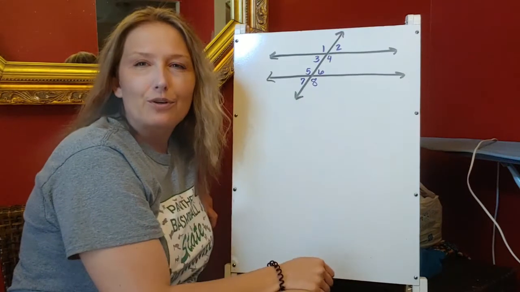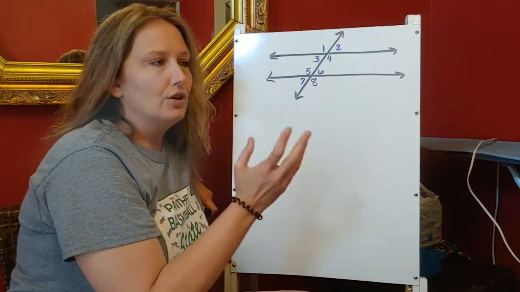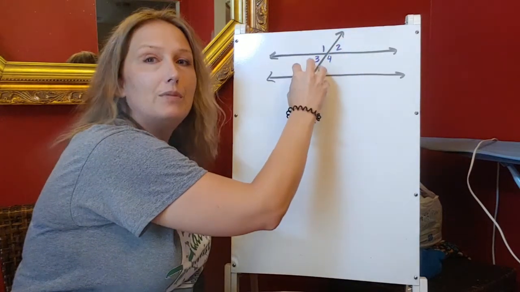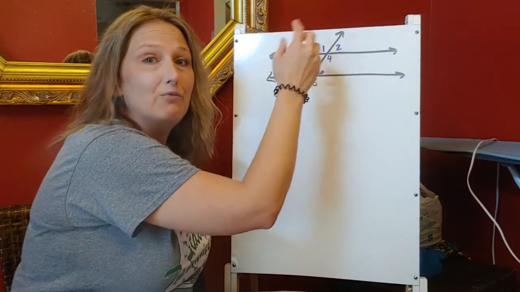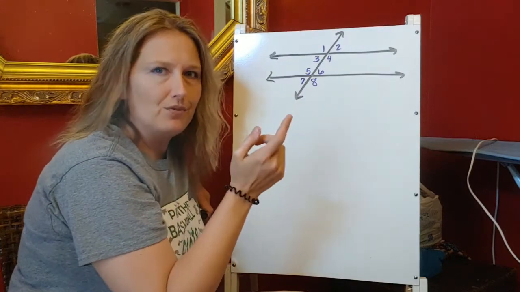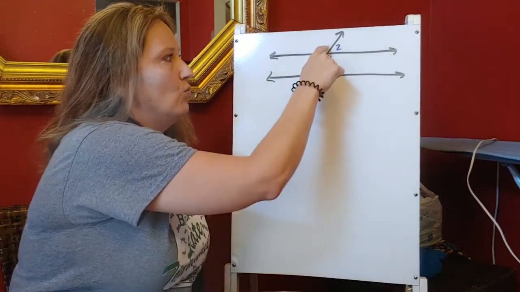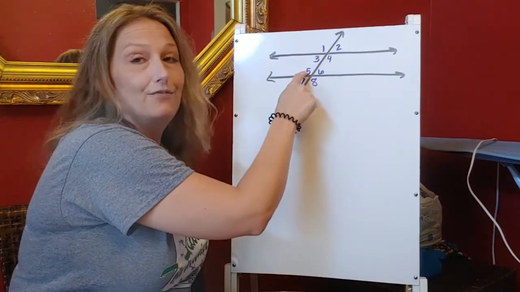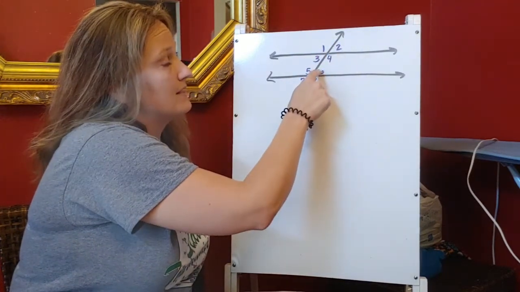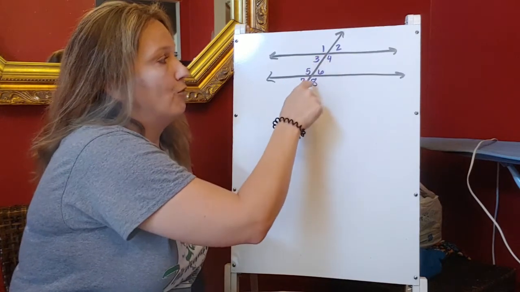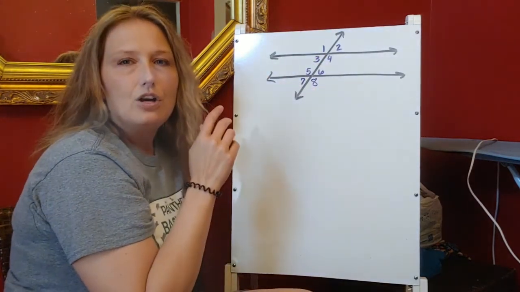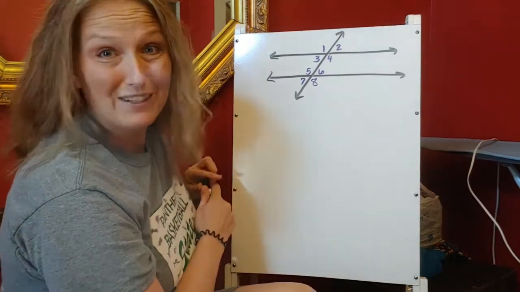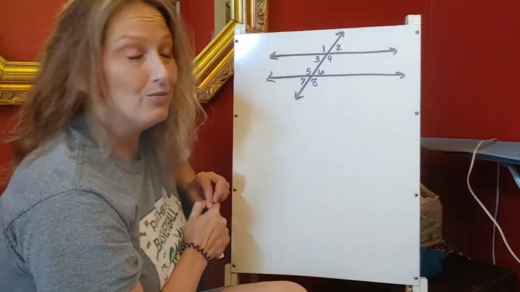The first one that we had were corresponding angles. So those were the angles that if I were to take these four on top and pick them up and put them on top of the four on the bottom, then they would correspond or match up to one another. So 1 corresponds to 5, 2 corresponds to 6, 3 to 7, and 4 corresponds to 8. One of the great things about corresponding angles is they're congruent. They have the same angle measure.